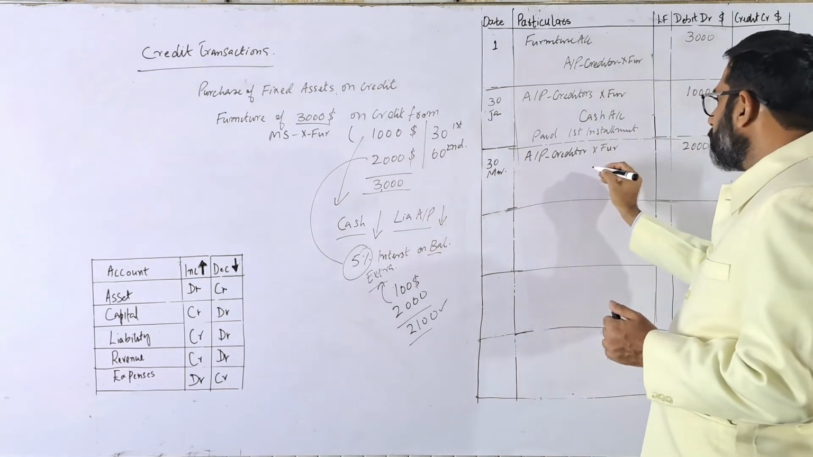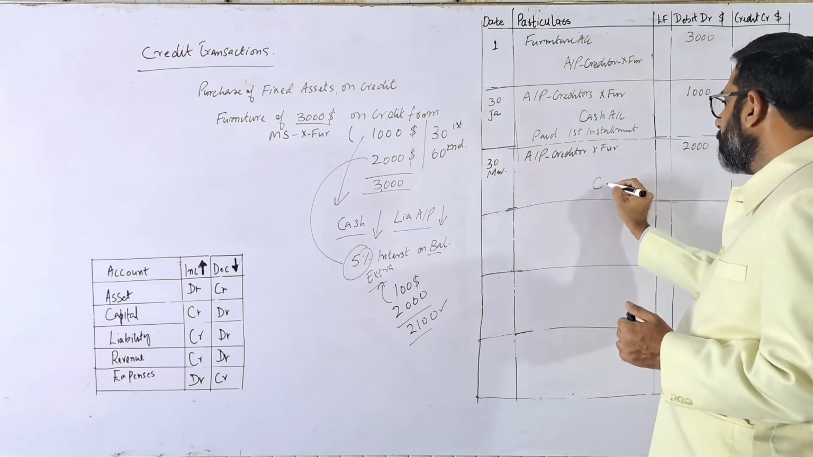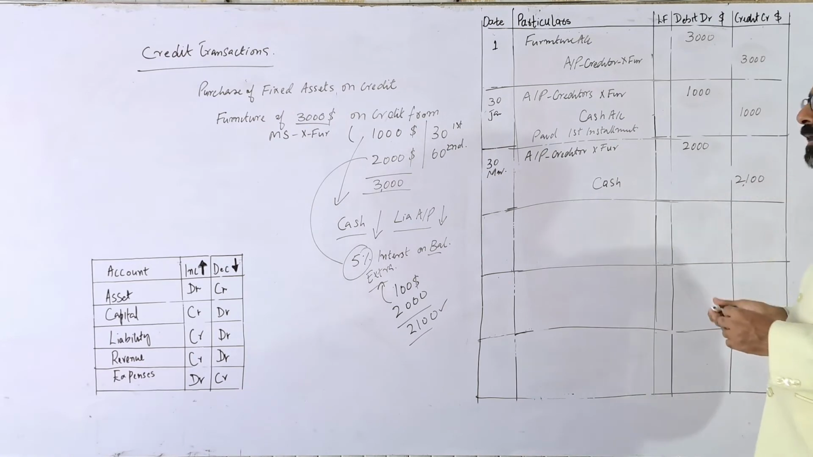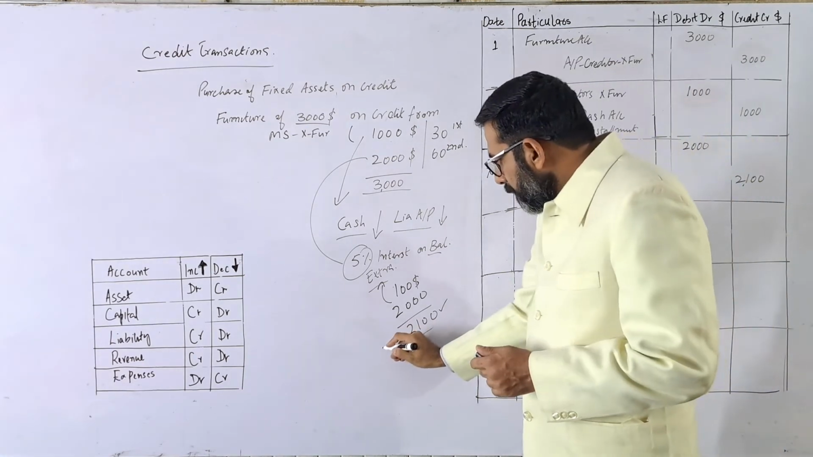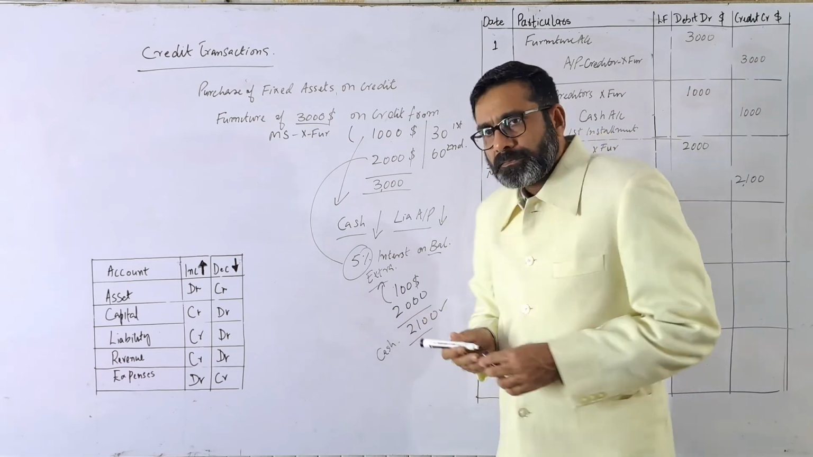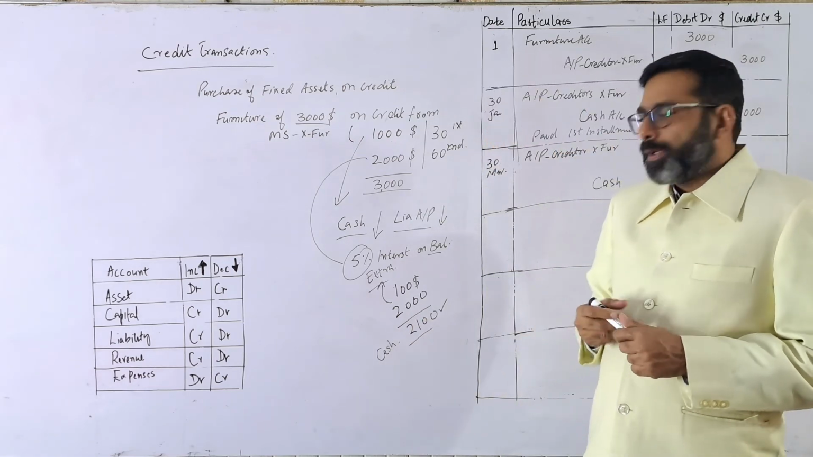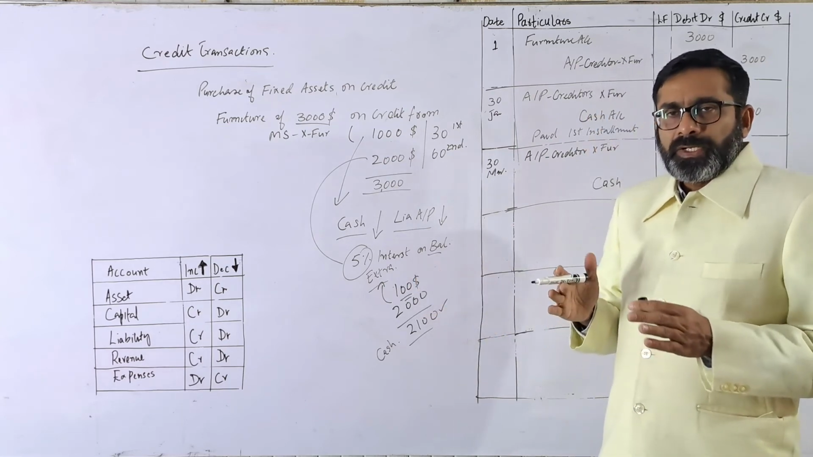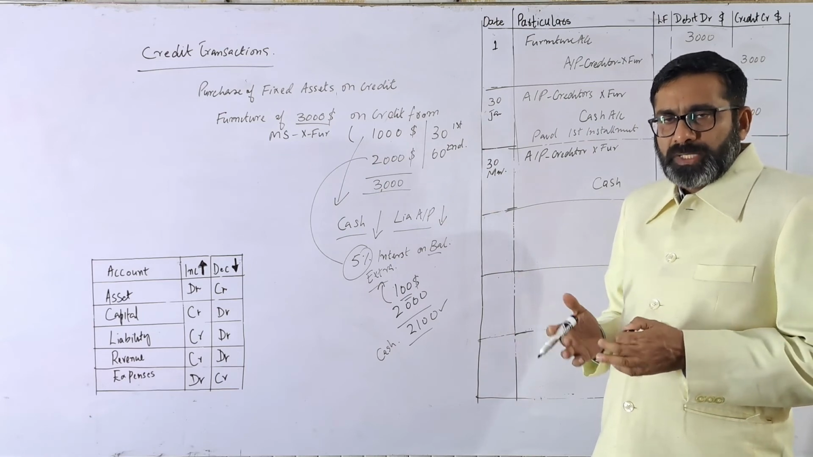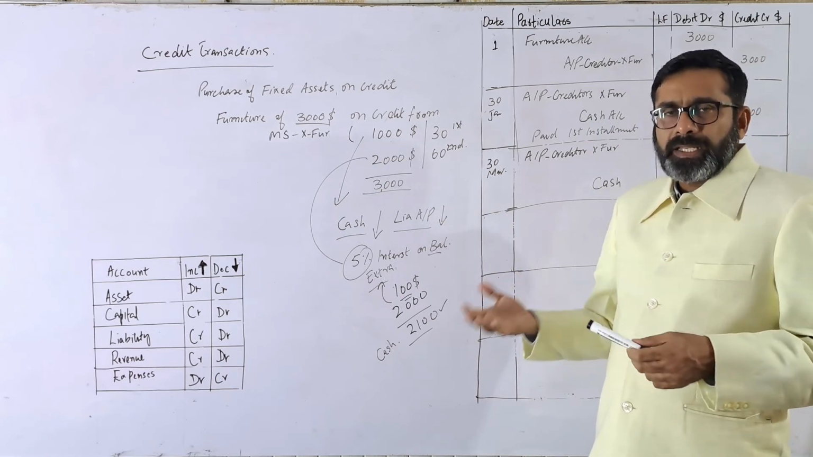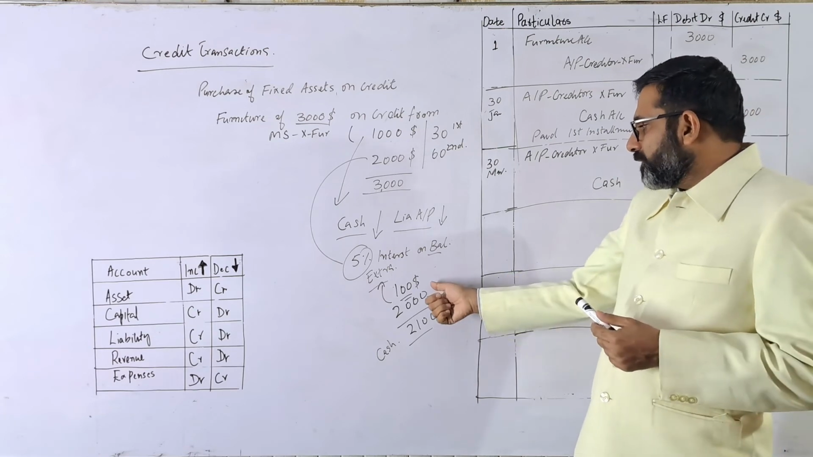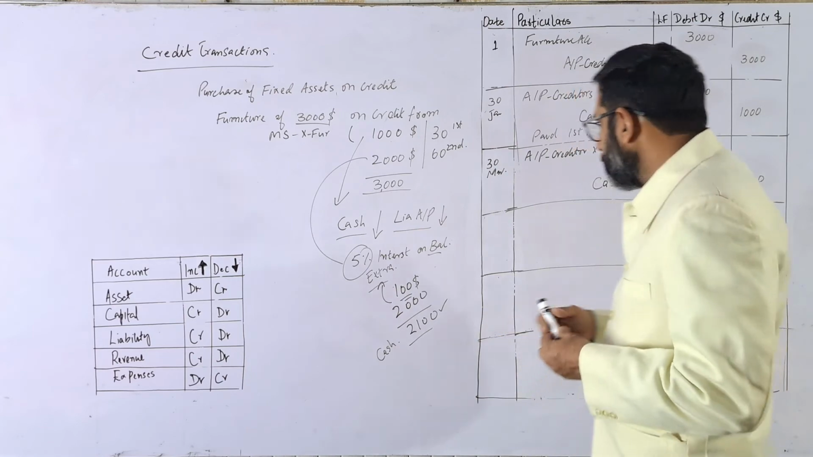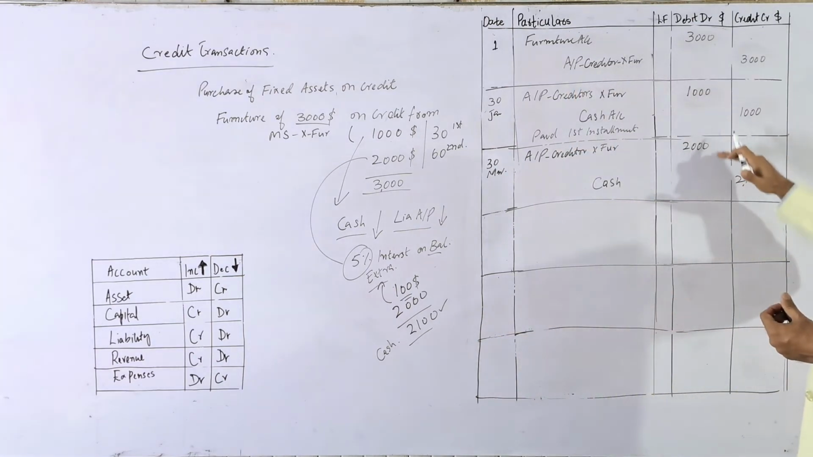But the amount you are paying in cash is $2,100, because this is the amount you are paying in cash, and $100 extra you are paying for the interest. Why? Because you are taking a long time to pay your liability, so they are charging you interest. It is agreed by the supplier and the customer, so you have $100 as an interest expense. So it means here the debit and the credit are not equal.